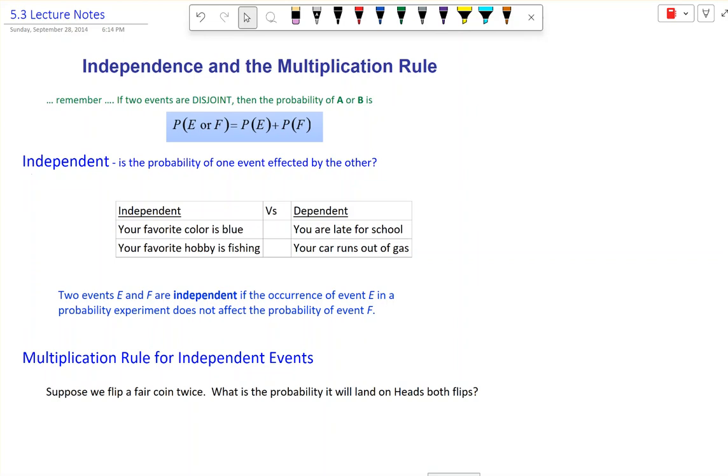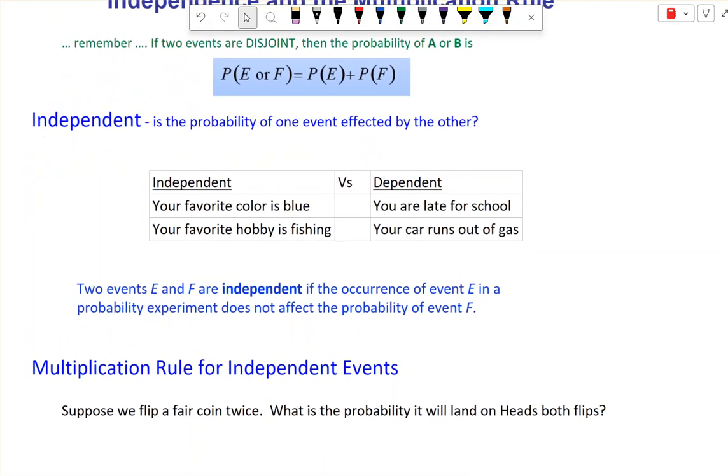In a previous section, we talked about the probability rule for addition, and in addition, we had to look to make sure two events were mutually exclusive or disjoint. Well, in this series of videos, when we talk about the multiplication rule for probability, we want to focus on the multiplication rule when we have independent events.